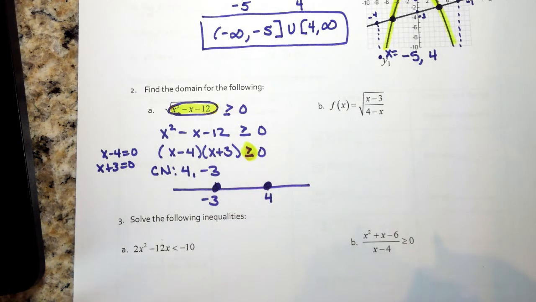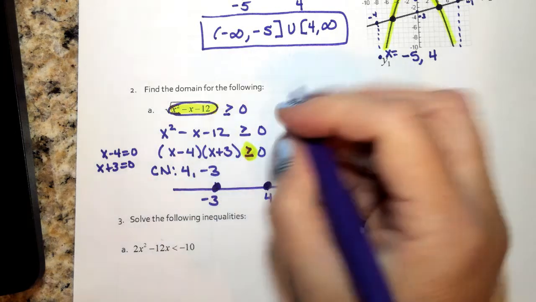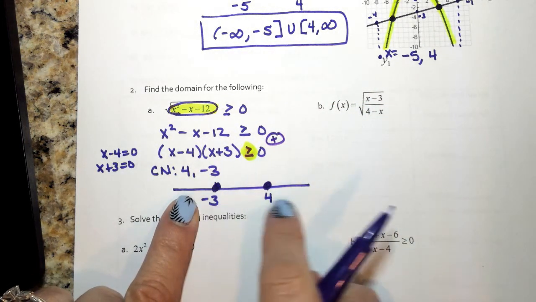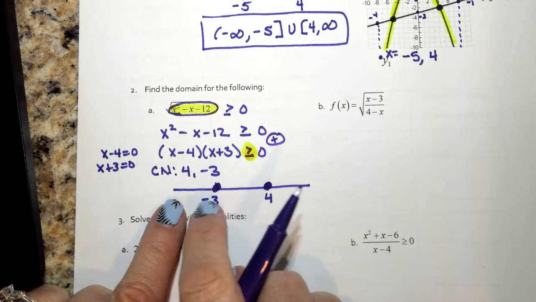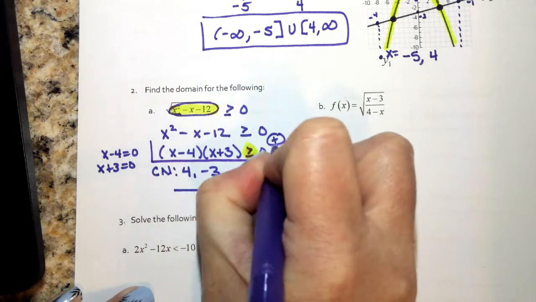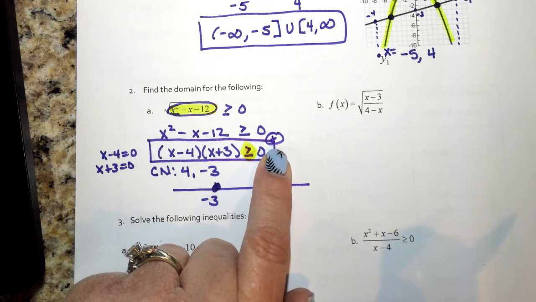So I have to do my number line test. Again, remember, I want these numbers to be greater than 0. So numbers that are greater than 0 are positive. So I have to pick a number. Notice my number line is divided into 3 intervals. I have to pick a number in each interval, plug it in to my factored form to see which one will give me a positive output to be a solution set.